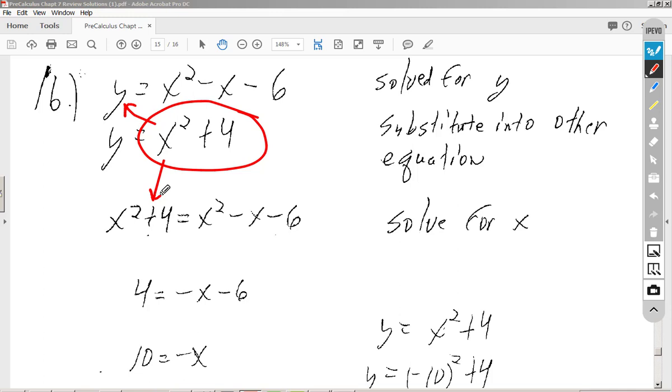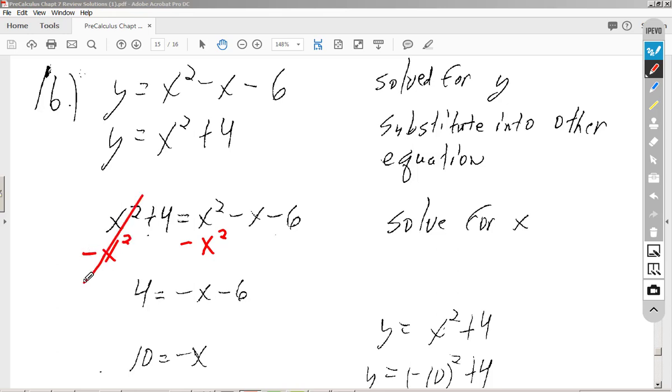I end up with the equation x squared plus 4 equals x squared minus x minus 6. Now that I've substituted that in, I'm just going to solve for x. I'm going to subtract x squared from both sides. And when I subtract x squared from both sides, that becomes 0. There is no x squared left, so I'll just cross out. I'm left with 4 equals -x minus 6.